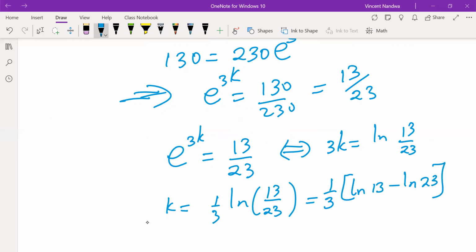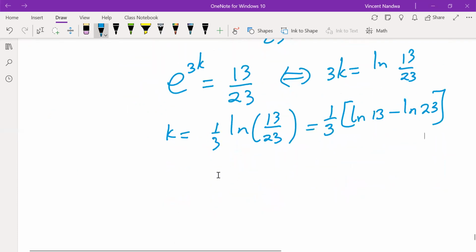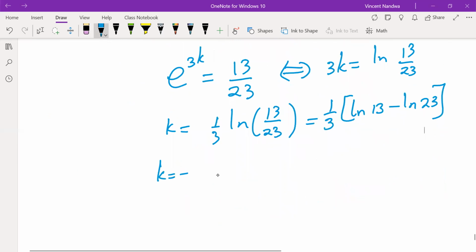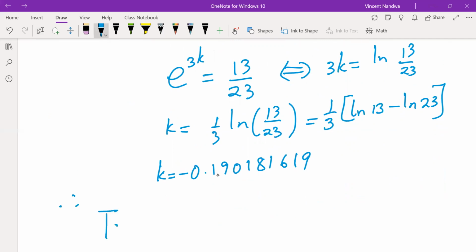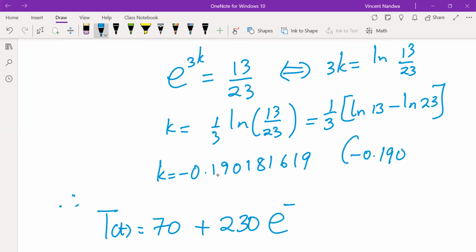So ln of 13 minus ln of 23 divided by 3 gives k equals negative 0.190181619. So therefore, our model T of t will be 70 plus 230 e raised to the power negative, so roughly negative 0.19018 t.